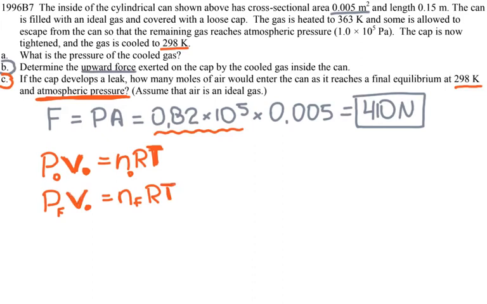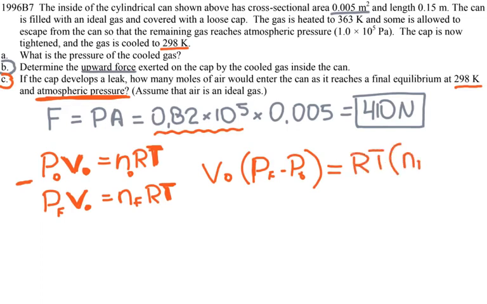So I can use a little trick right here. If I subtract one from another and take out R and T, I can take V out, and I have P final minus P initial. I'm going to subtract it upward. So P final V initial minus P initial V initial is equal to R and T times N final minus N initial. I do not know what the volume is, but I have my area and my height, so I can find the volume.